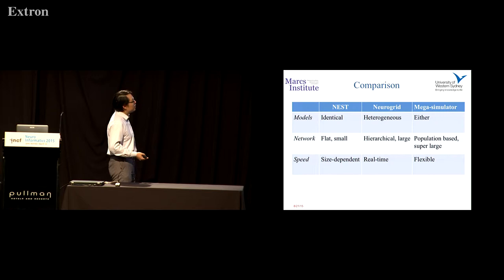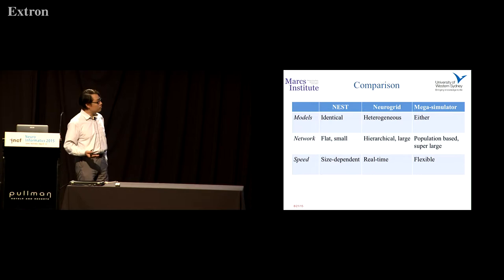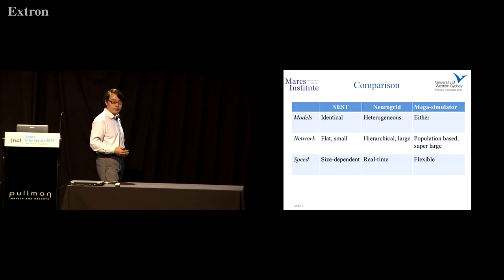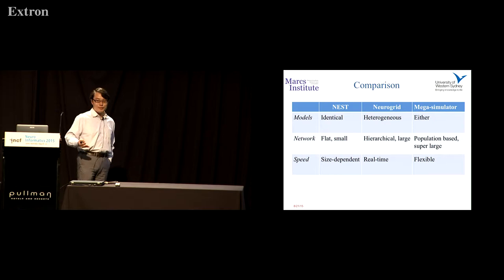And in our system, we can either make the neurons identical or heterogeneous. Also, our system is population-based, like the systems designed in NEST and Brian, and it could be super large. The system we have developed can go up to 5 billion leaky integrate-and-fire neurons running in real time. And the speed is flexible, because some people do not really want it to run in real time. You can't see anything if you're running in real time.